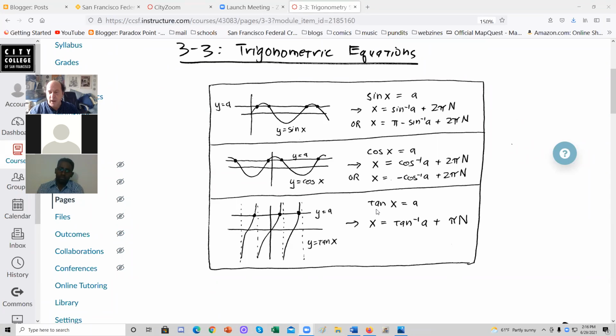Now, to solve tan x equals a, we have the graph of the tangent function. We have a graph of y equals a, and here is a solution x equals arc tan a, but tangent has a period pi, not 2 pi. So to arc tan a, you also add pi times n. So these are the solutions.